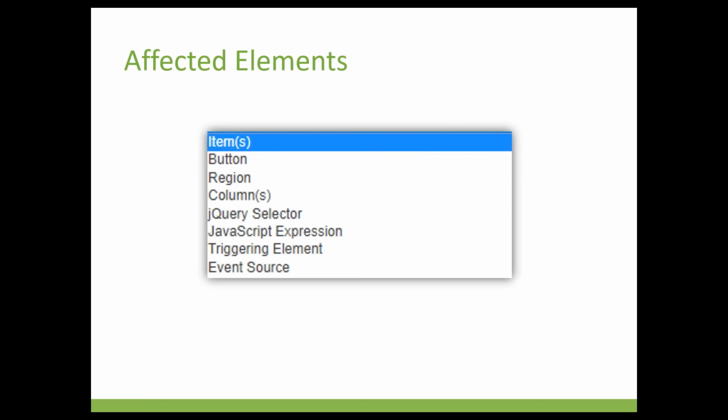Some examples of affected elements: anything really on the page. You can have an item, a button, a region, anything that you can identify on the page by some sort of selector could be your affected element.